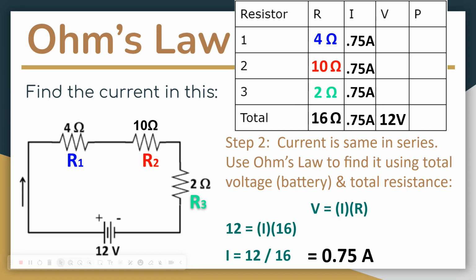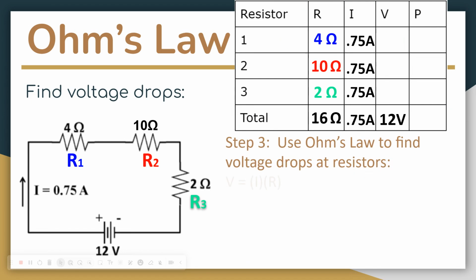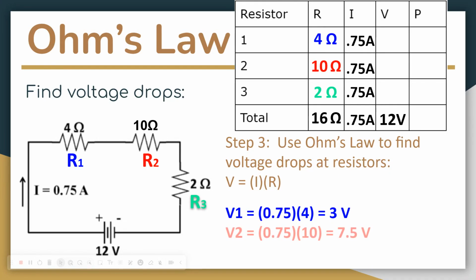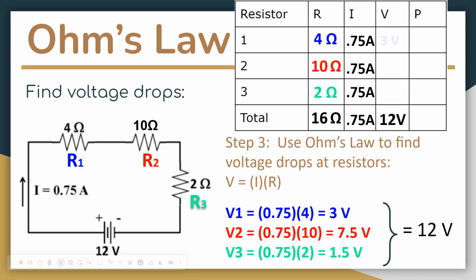So I know that those 3 together have to add up to 12. Okay, and I can solve for each of them using Ohm's law. V equals I times R. Starting with resistor 1, it looks like this, 0.75 times 4, that's 3 volts. With resistor 2, it looks like this, 0.75 times 10, that's 7.5 volts. And with resistor 3, it looks like this. And guess what? Those add up to 12. Okay, fill them into your table. They add up to 12.